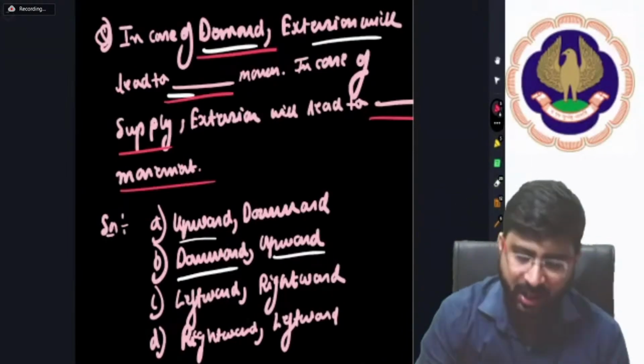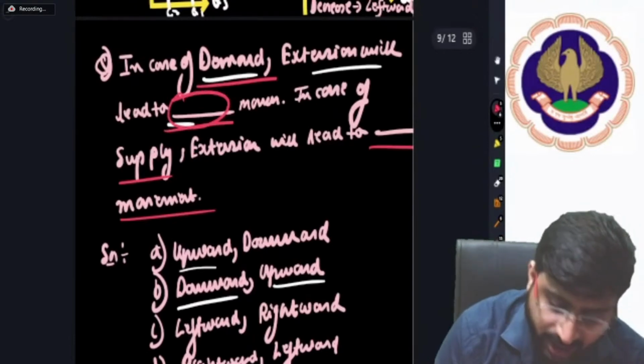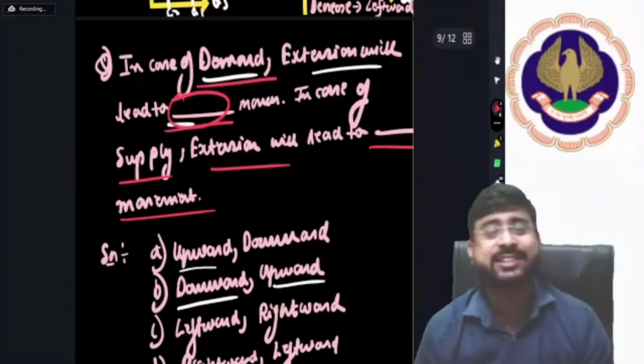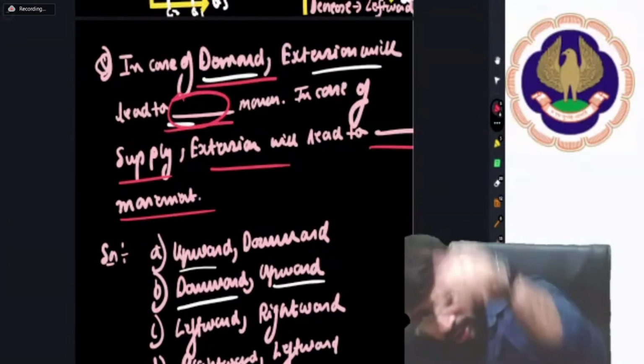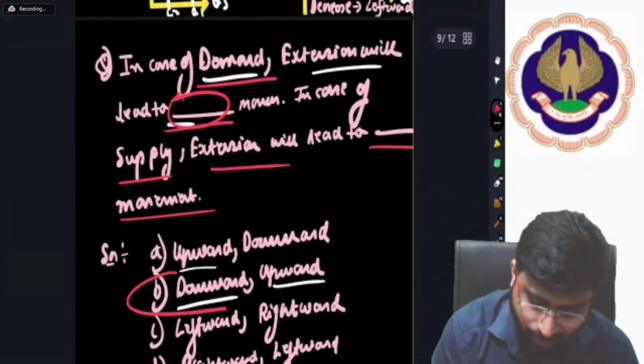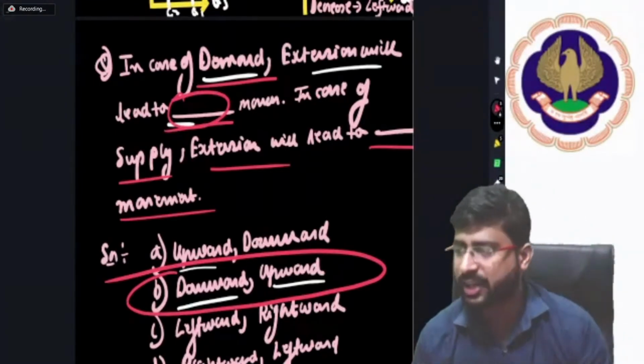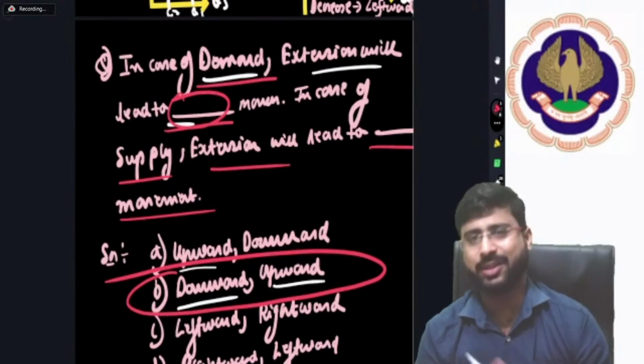Absolutely, C. In case of demand, extension leads to downward movement along the same demand curve. In case of supply, extension leads to upward movement along the same supply curve. And therefore, B is the correct option. Downward, upward.